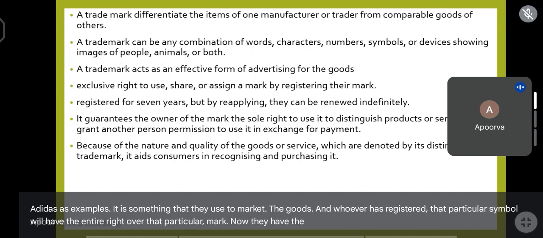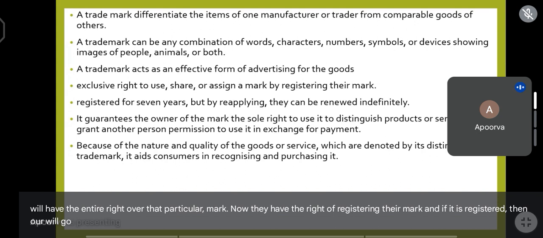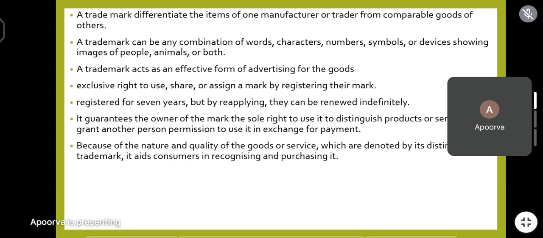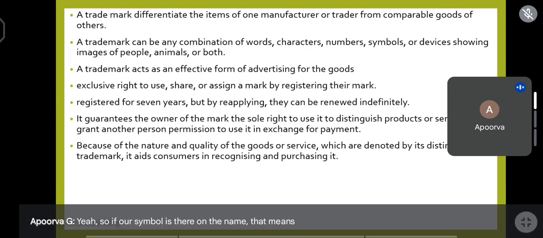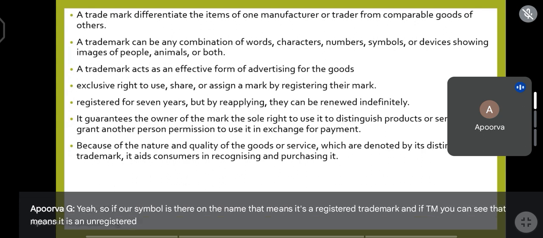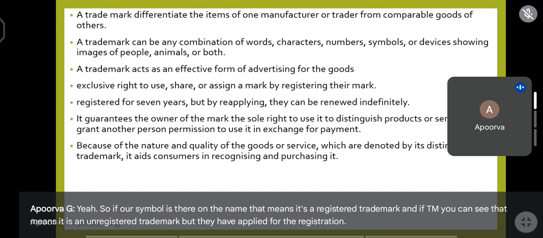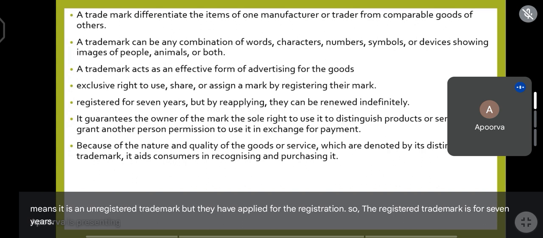Now they have the right of registering their mark. If the symbol ® is there on the name, that means it's a registered trademark. And if you see TM, that means it is an unregistered trademark, but they have applied for the registration. The registered trademark is for 7 years, and they have to keep renewing it for an indefinite period.